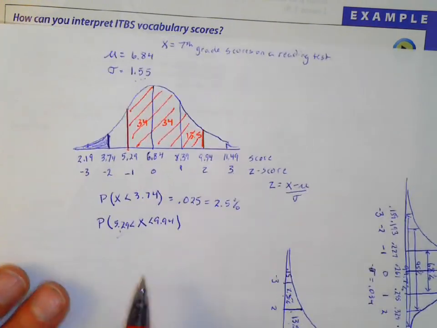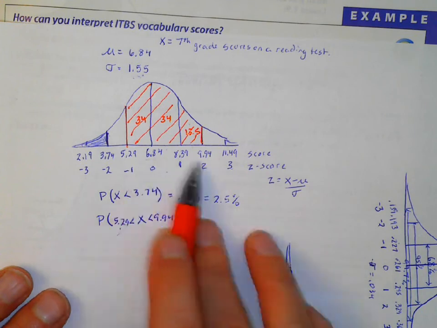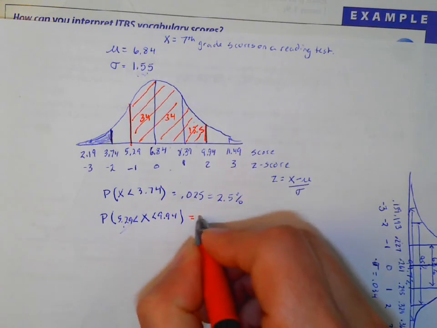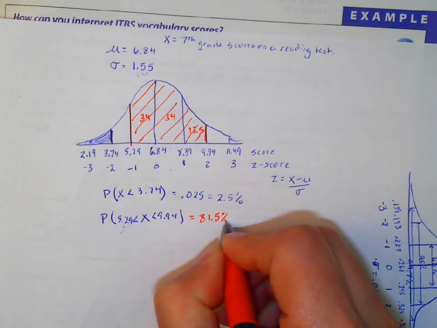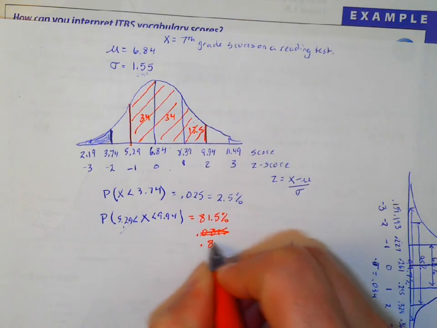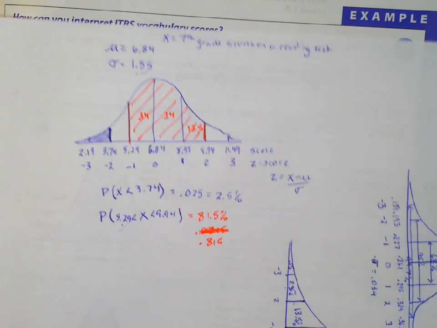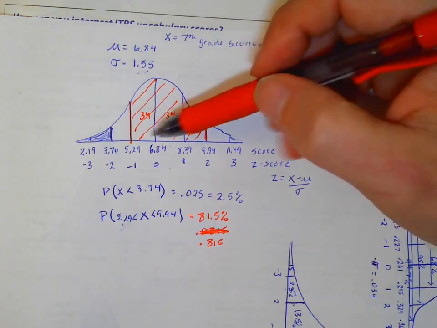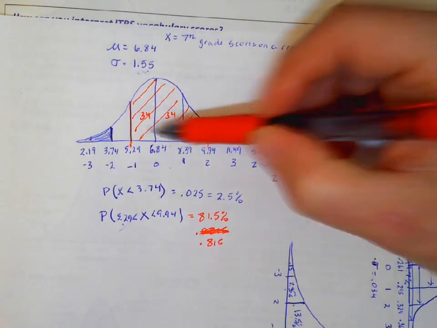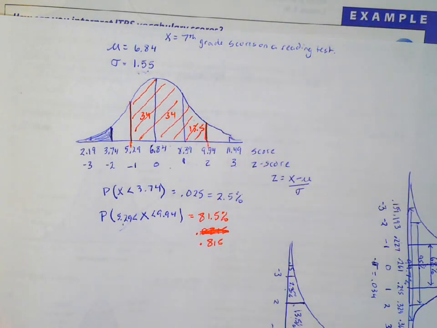So the probability that somebody's going to score between those two scores, I have to add those together. I get 81.5%, or 0.815. So the probability that somebody on this test is going to score between this score and this score would be 81.5%.